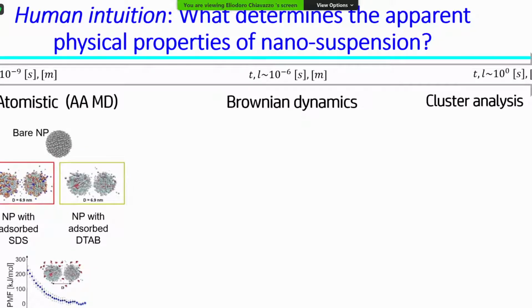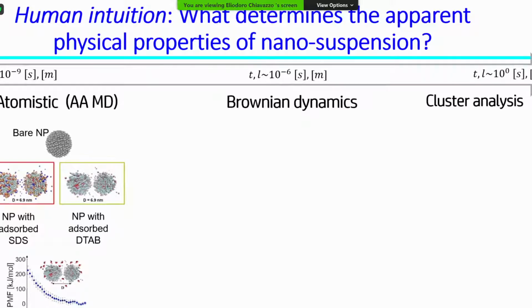Again, another example based on human intuition, we were asking ourselves what determines the apparent physical properties of a nanosuspension of nanoparticles in water. So like viscosity or apparent viscosity or apparent thermal conductivity, starting from the features of the particles when you have particles and surfactant in a solution.